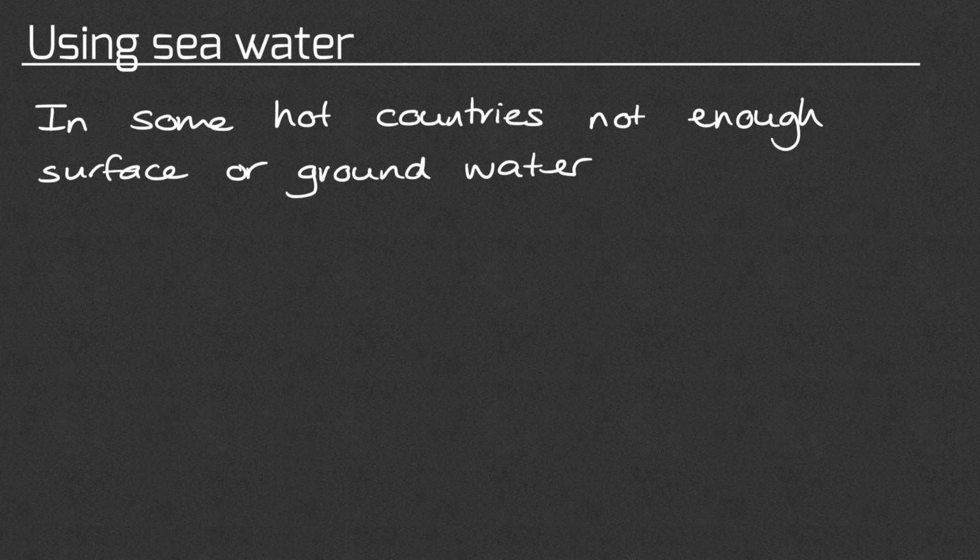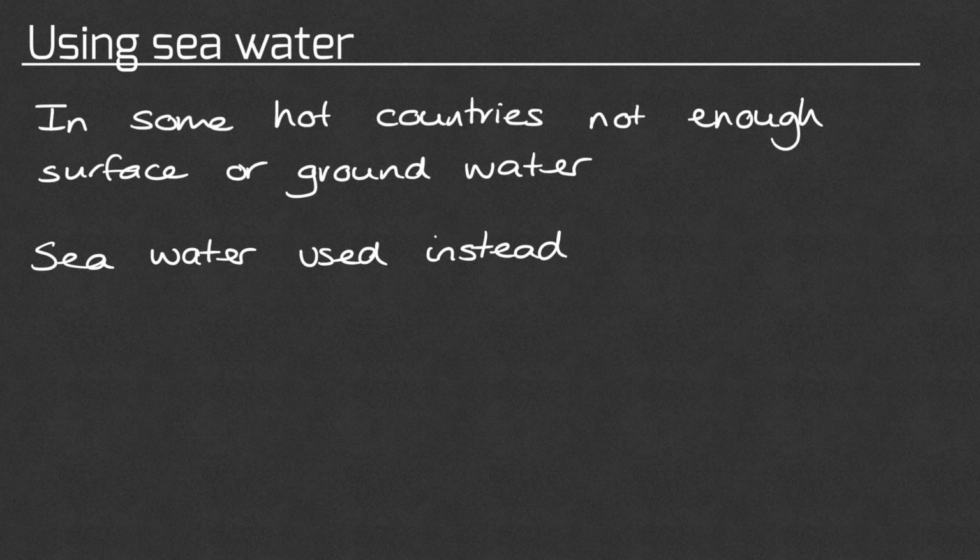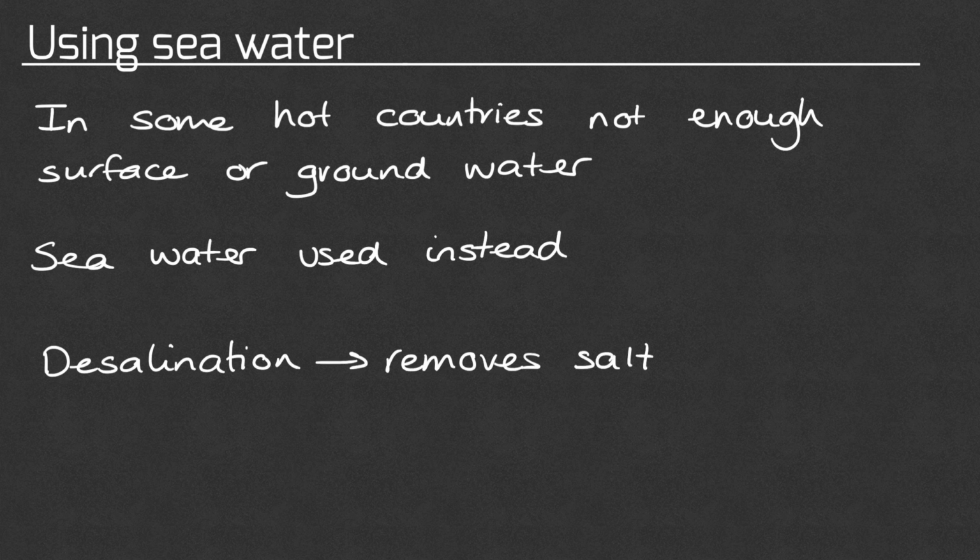In some very hot countries, they don't have enough surface or groundwater. It's too hot for the water to stay on the surface, and there isn't enough groundwater underneath to use as drinking water. This means they need to use seawater instead. Seawater is really salty, you can't drink it, so we have to use a process called desalination instead, and this means removing the salts from the water.